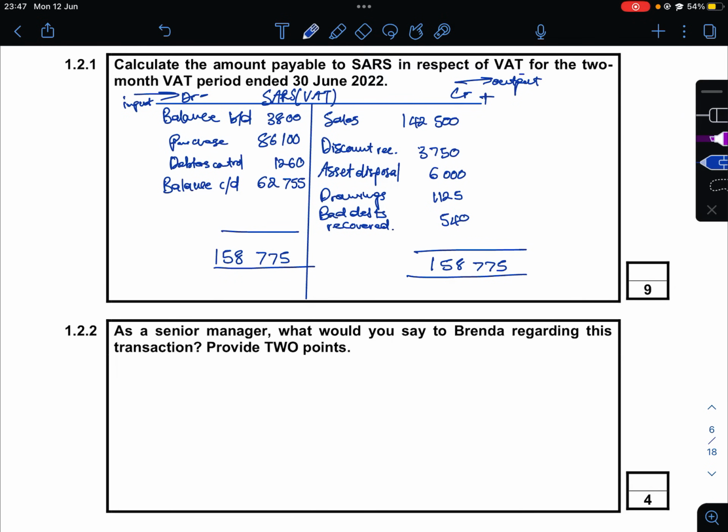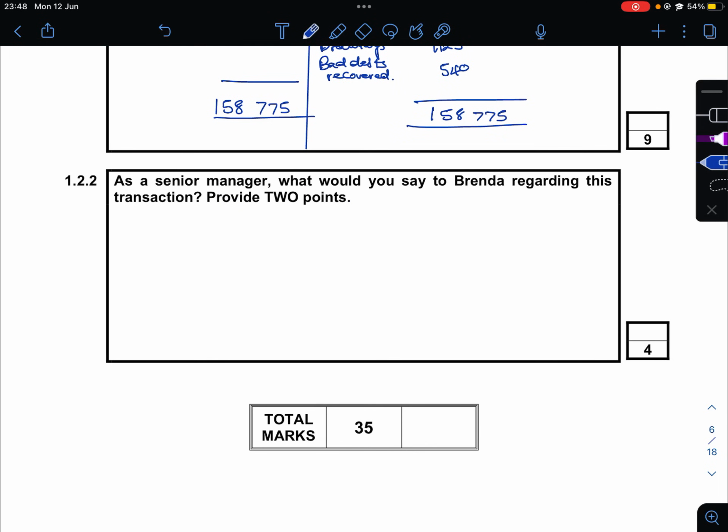Okay, so let's recalculate that just to make sure. Okay, 6,000, 1,125, 540 and minus 3,800, minus 86,100, minus 1,260. Oh yes, still 62,755. Okay, and then 1.2.2, it says, as a senior manager, what would you say to Brenda regarding this transaction?